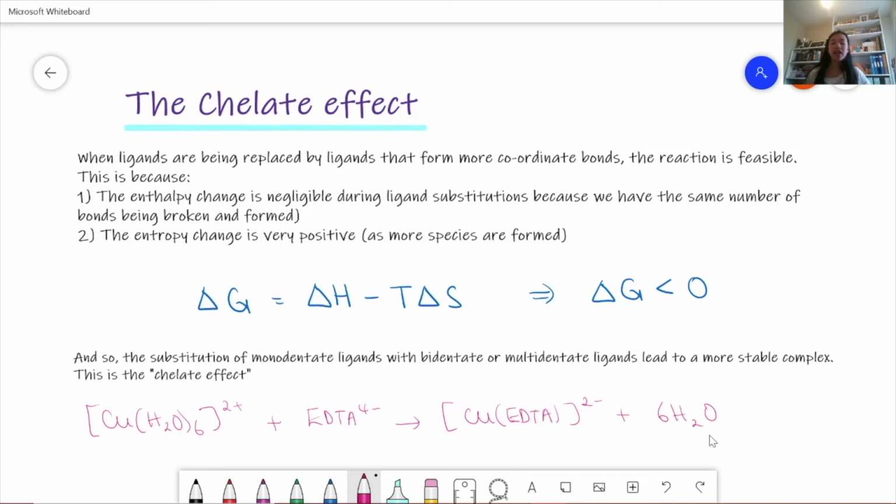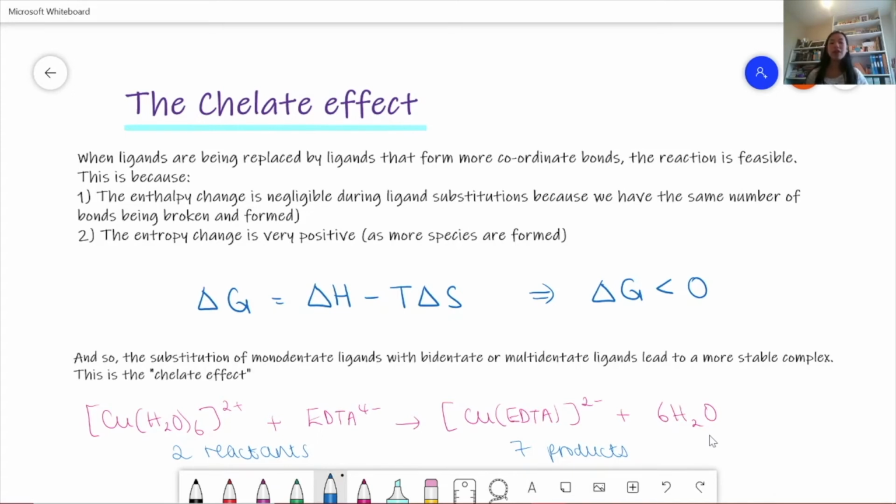So the enthalpy change is negligible because we are breaking 6 bonds, because there are 6 waters originally attached to this copper 2+ ion, and so we need to break those 6 bonds. But then when the EDTA forms around the copper, the 6 bonds are formed again, and so this is why the enthalpy change is negligible. But the entropy change is very, very positive, and that's because on the left-hand side, the reactants, we only have 2 reactants, but on the product side, we form 7 products. And so there's a much larger entropy because there's way more disorder, because there's 7 products formed from 2 reactants.